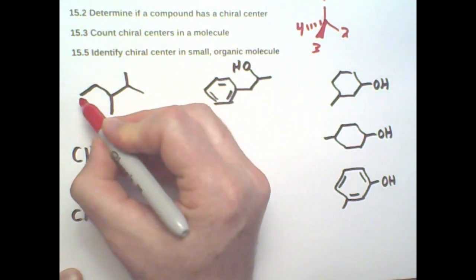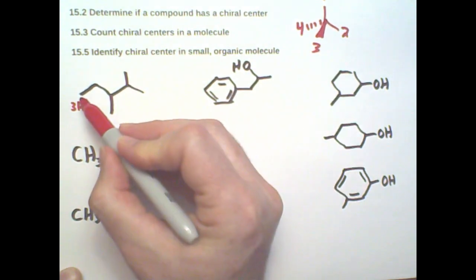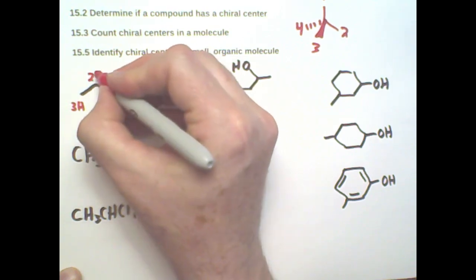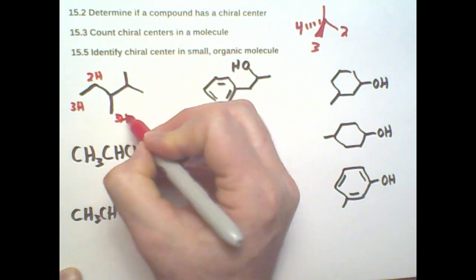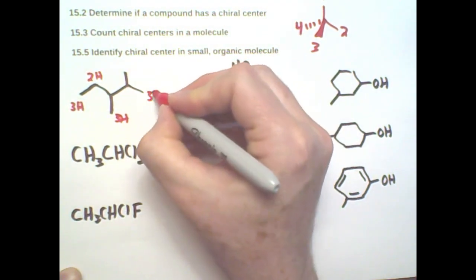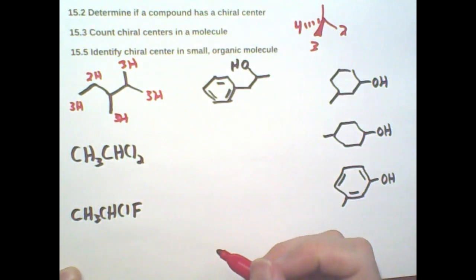We start on the end of a molecule. There are 3 hydrogen. Not chiral. This one has 2 hydrogen. Those are the same. This one has 3 hydrogen. Not chiral. Again over here, 3 hydrogen, 3 hydrogen. None of those are going to be chiral.